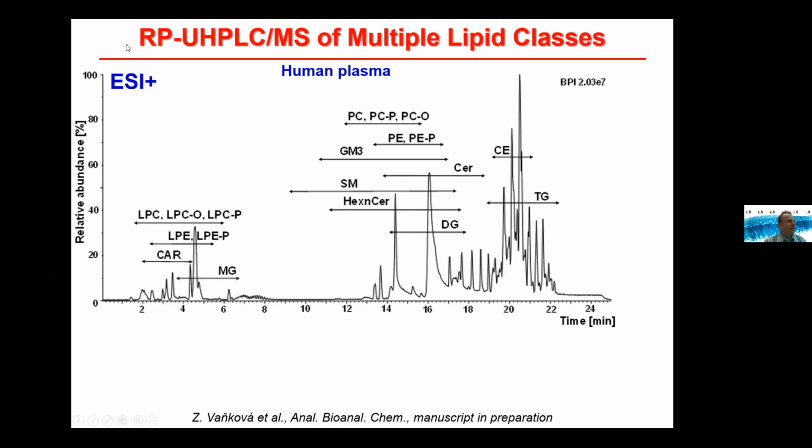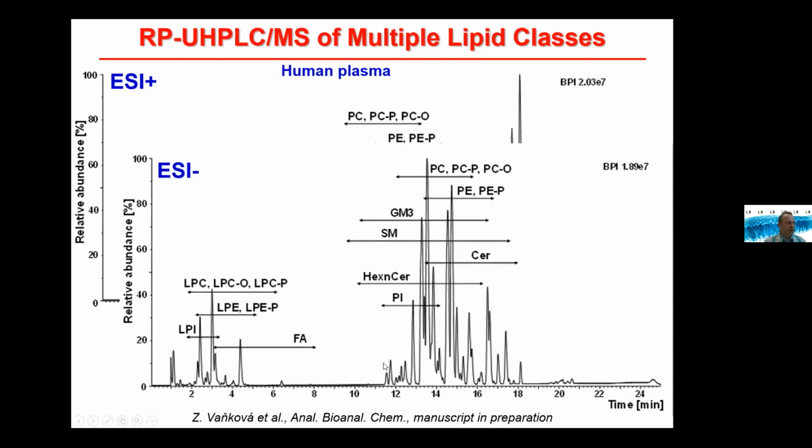I return back to the current days, and I would like to present here the reverse phase UHPLC methodology we are using at the moment for multiple lipid classes. This is an example of separation of human plasma in positive ion mode, and you see many classes, and the retention windows of individual classes are heavily overlapping. So the identification is a little bit tedious and really not trivial. Some lipid classes are better ionized in negative ion mode, for reasons explained by Maria Fedorova already. So you see that some classes are better expressed here.